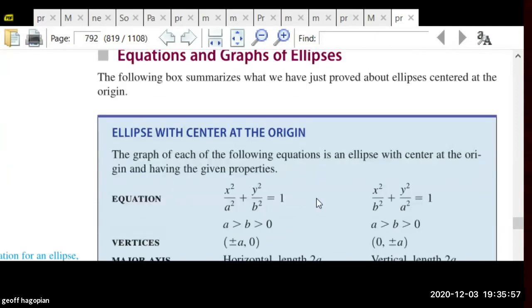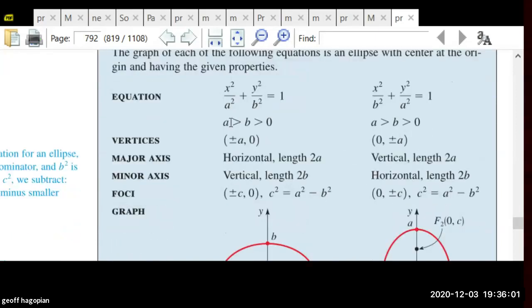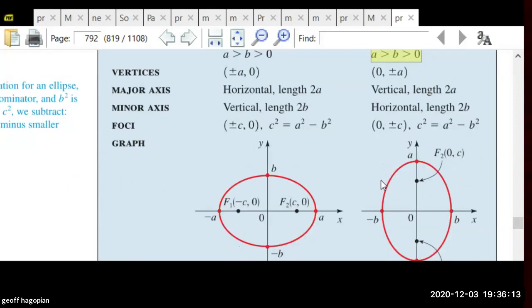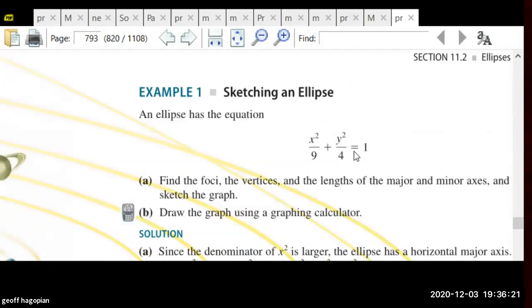So equations, so the ellipse with the center at the origin. And notice that they say that A is always greater than B, right? So it wasn't my way of thinking before I read this book, but it doesn't have to be your way of thinking, but it is kind of a convenient rule. So then it's sort of like A doesn't necessarily go with X, A is the bigger one.